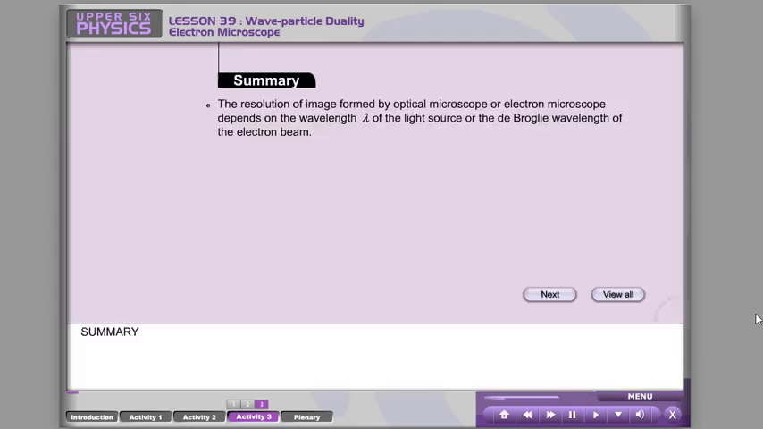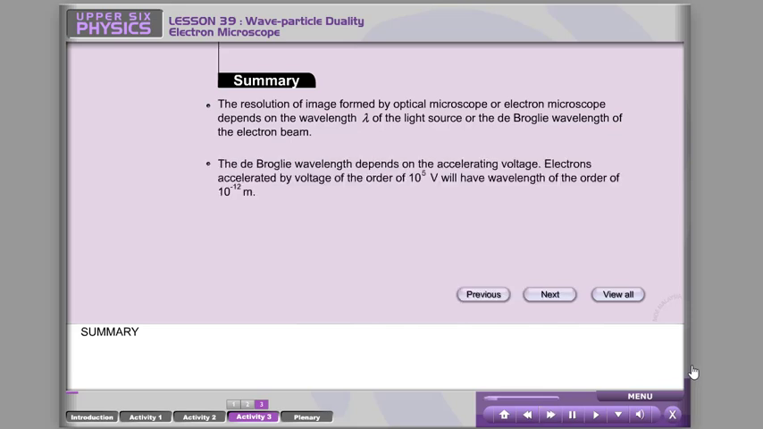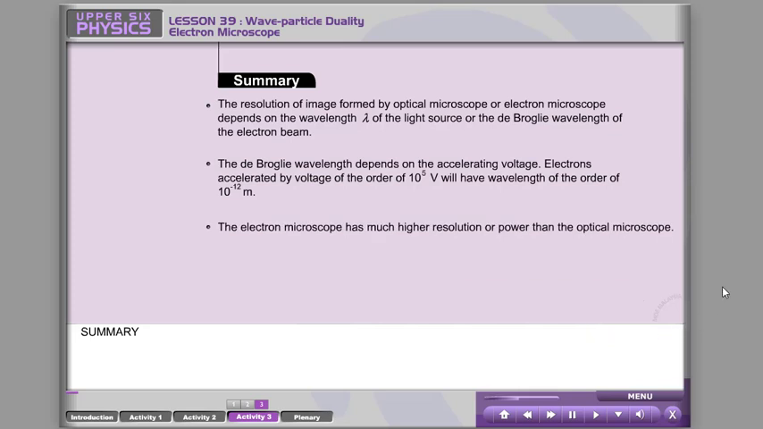Summary. The resolution of image formed by optical microscope or electron microscope depends on the wavelength lambda of the light source or the de Broglie wavelength of the electron beam. The de Broglie wavelength depends on the accelerating voltage. Electrons accelerated by voltage of the order of 10 to the power of 5 volts will have wavelength of the order of 10 to the power of minus 12 meters. The electron microscope has much higher resolution or power than the optical microscope.